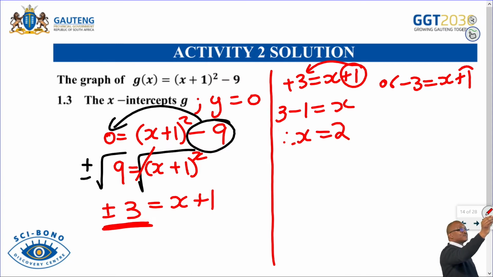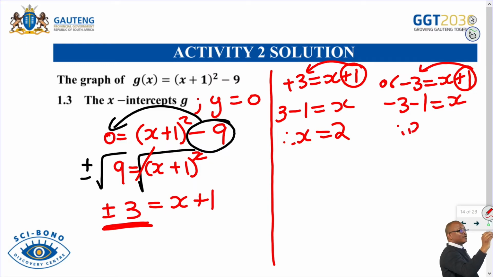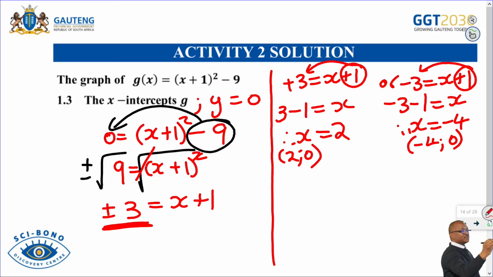Then if we take the negative one, we're going to have negative 3 minus 1 is equal to x. Therefore, x will be negative 4. So now we know our coordinates are (2, 0), and the other one is (-4, 0). That's how we determine the x-intercept in this equation. You must practice it. It's as simple as ABC.